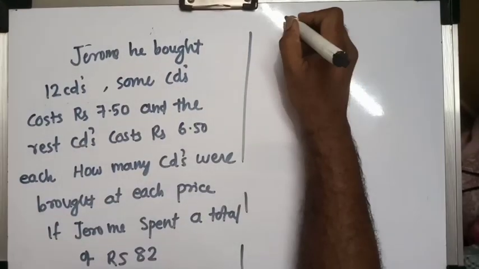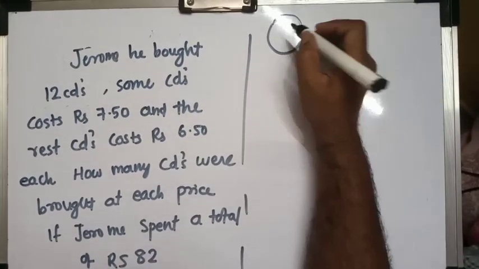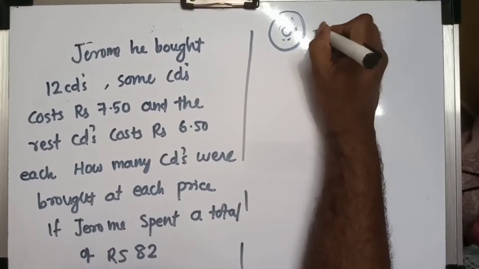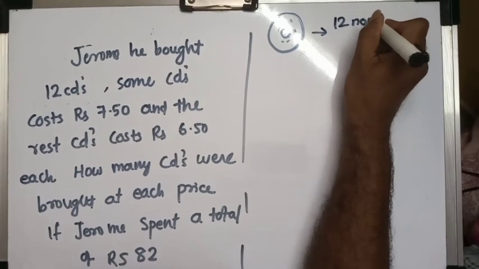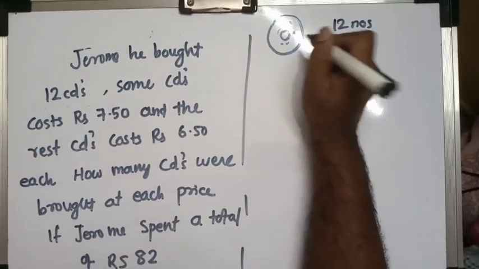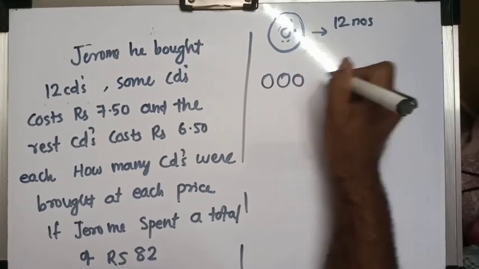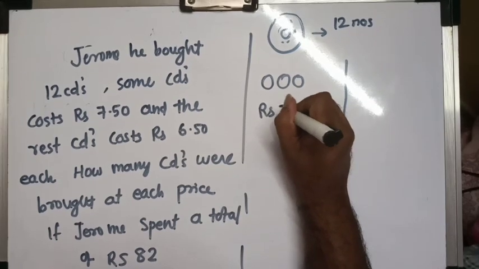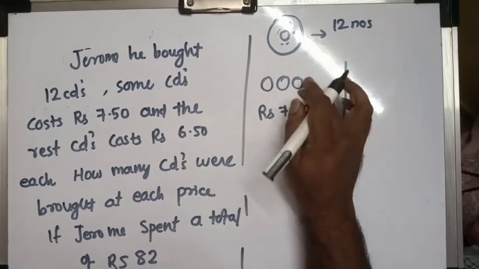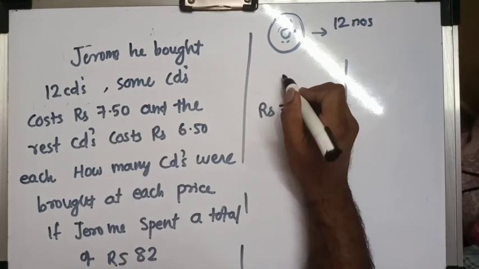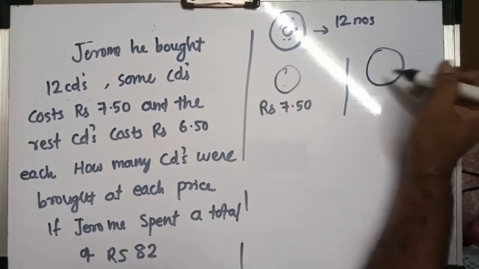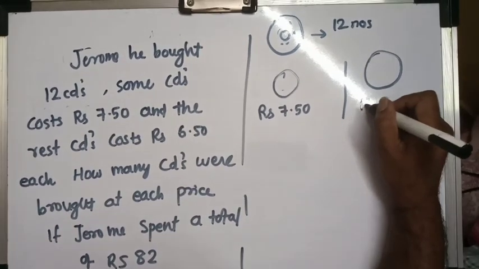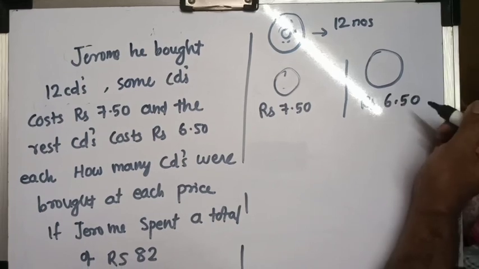So he buys CDs. The CD looks like this. You know CDs, right? In those days the CD player ran on CDs. So these CDs, how many? 12 in number. But among these, some CDs cost rupees 7.50 each. Say some CDs were small, and the other CDs were big. The cost of the other CDs was rupees 6.50.